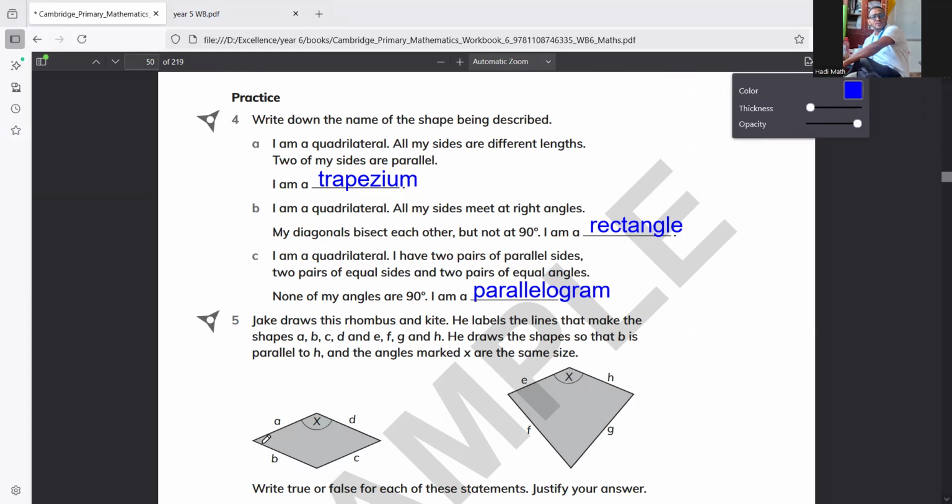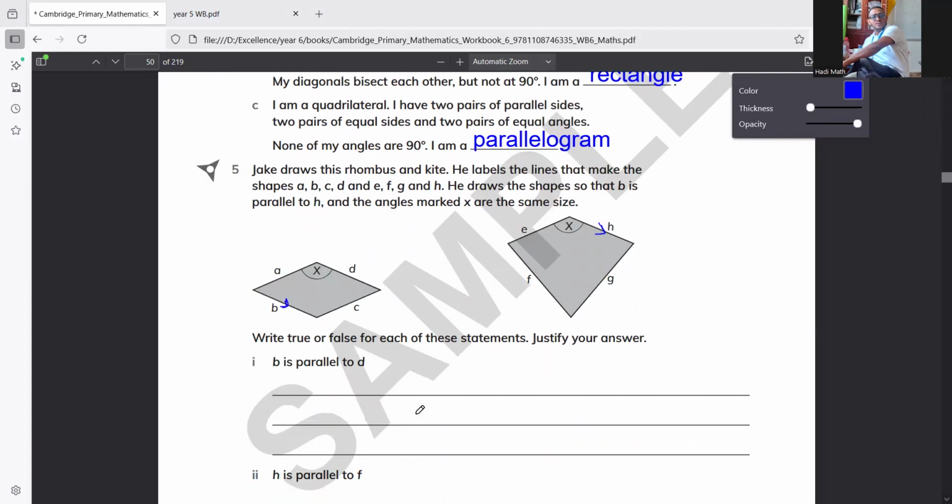Let's find B. B is here. B is parallel to what? We say B is parallel to H. So B and H are parallel, and the angles marked X are the same size. This X here is equal to this X here. Good. Before we go far, we say B and H are parallel.